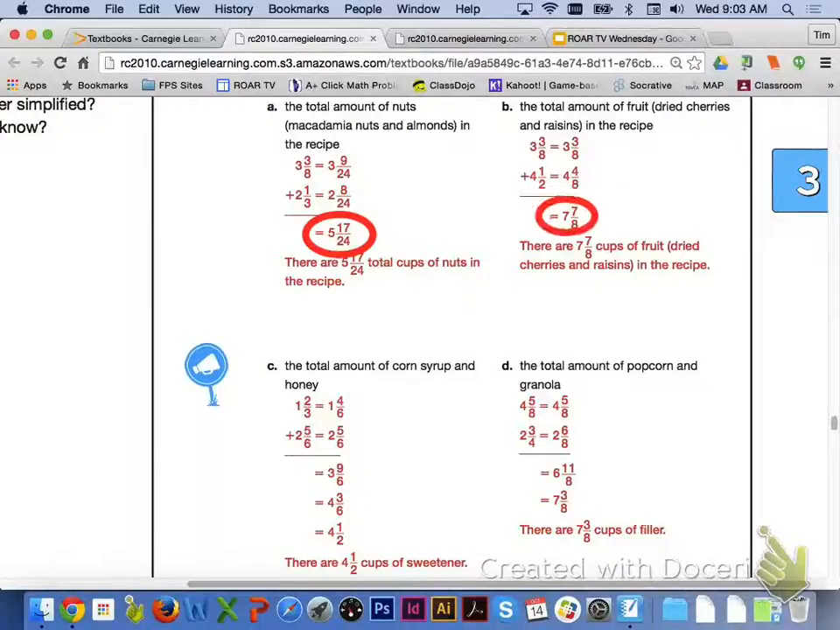For letter B, we're going to have 7 and 7/8 cups of fruit in the recipe. For letter C, we have to make sure that we simplify. We're going to have 4 1/2 cups of sweetener. And for letter D, we're going to have 7 and 3/8 cups of filler.